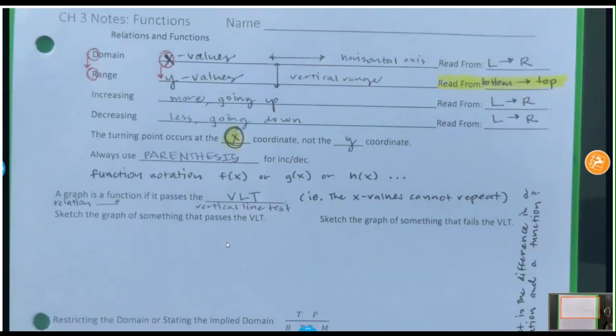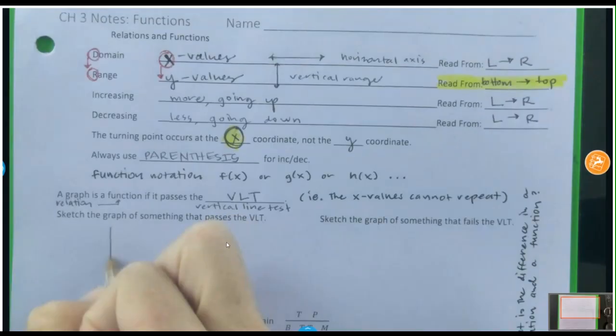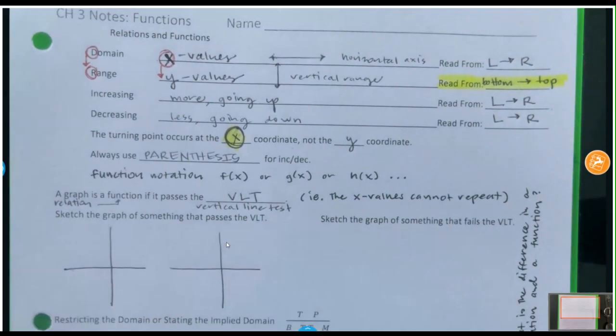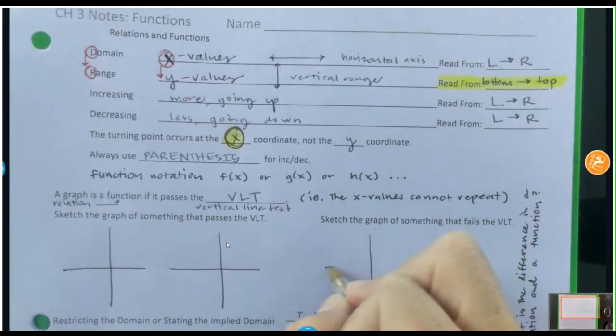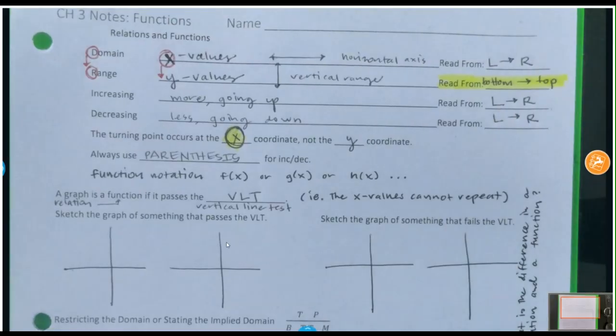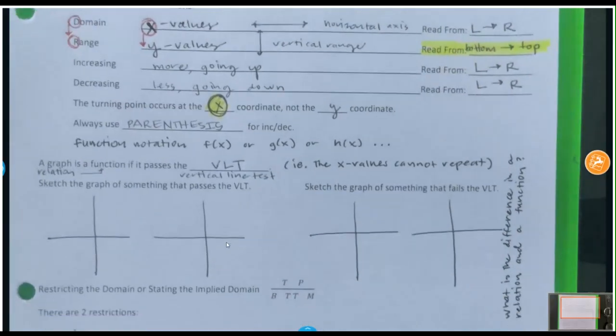All right, so a relation is a function if it passes the VLT, and the easiest way to look at that is by looking at the graph. So what I want you to do here, we're just going to draw two small graphs over here, and then we're going to draw two small graphs on the right. And we're going to draw some things that are or are not functions.